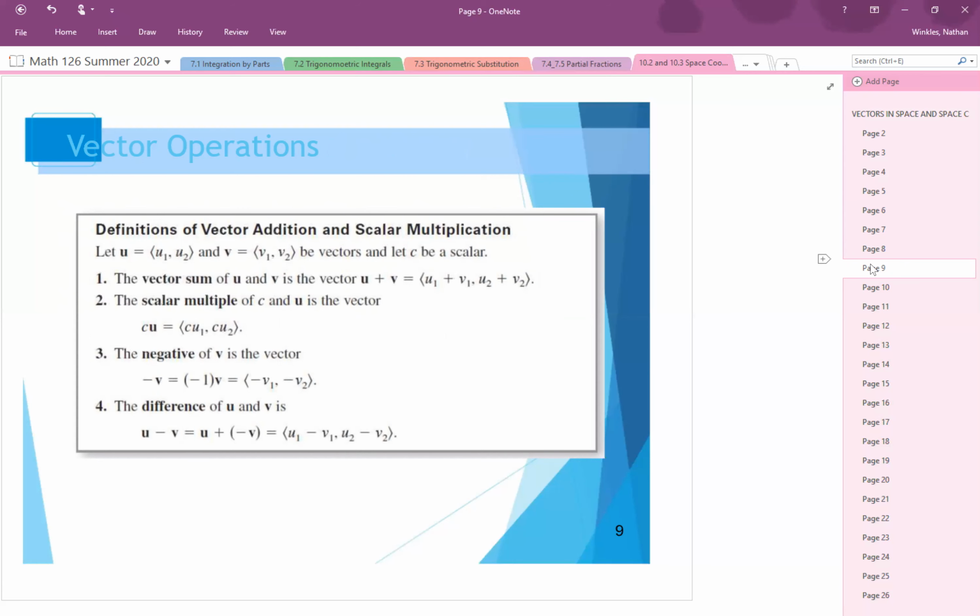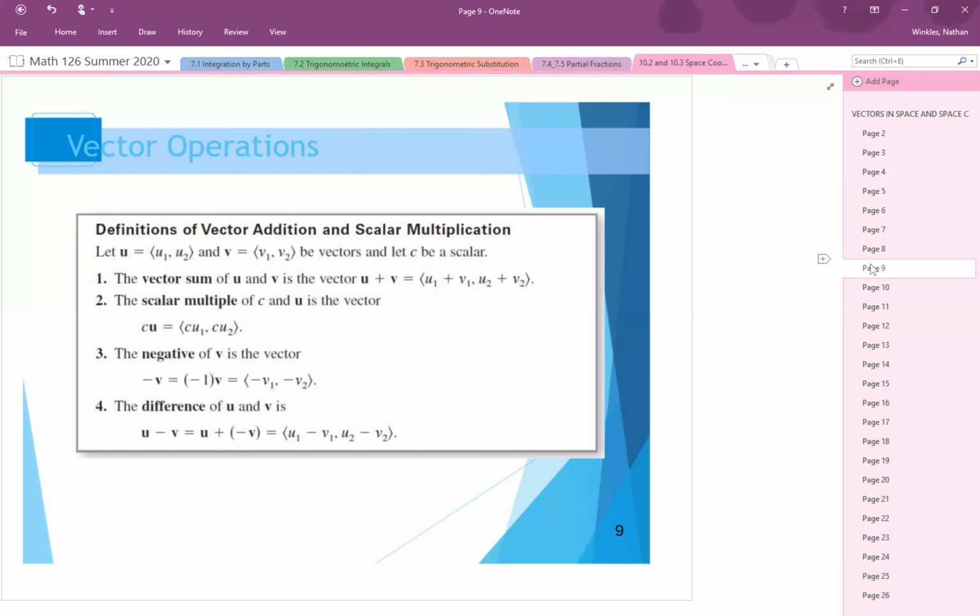Just like with everything else, we have to have some definitions for vector addition and scalar multiplication. We can't just go out there and do whatever we want to. We have rules. So let u = ⟨u1, u2⟩ and v = ⟨v1, v2⟩ be vectors, and let c be any scalar. The vector sum u + v, we go component for component: ⟨u1 + v1, u2 + v2⟩. The scalar multiple of c and u is the vector cu, which is equal to ⟨cu1, cu2⟩.